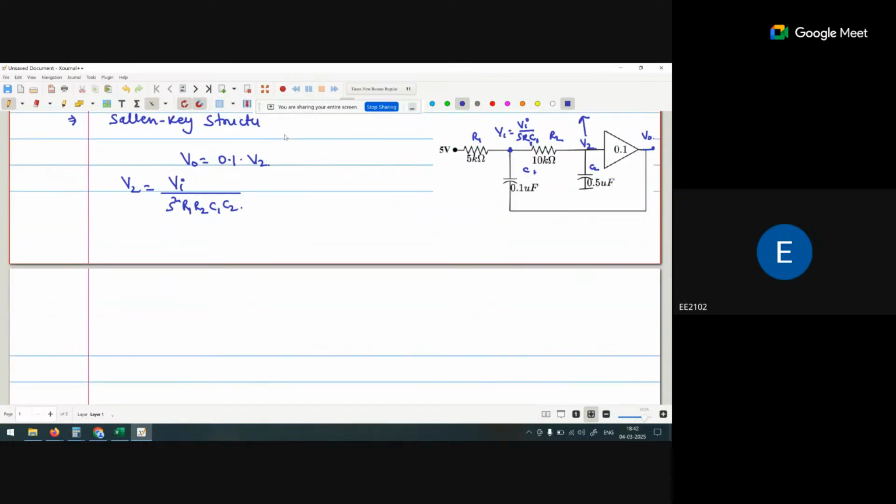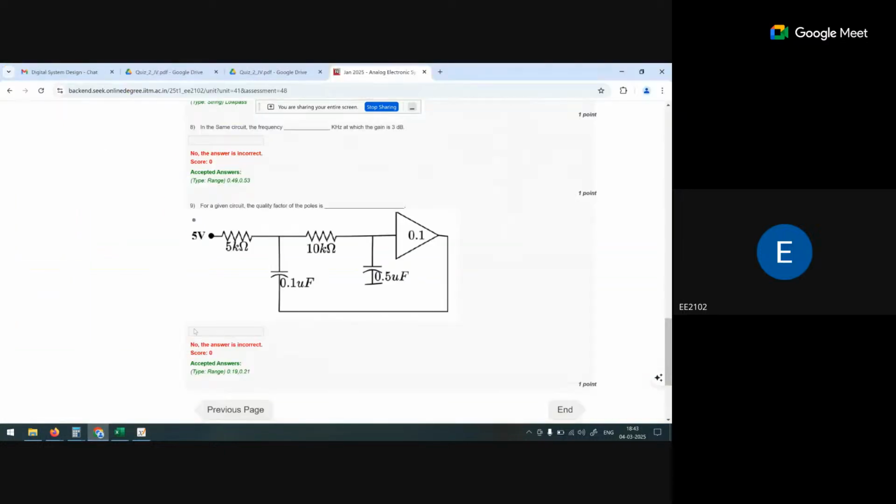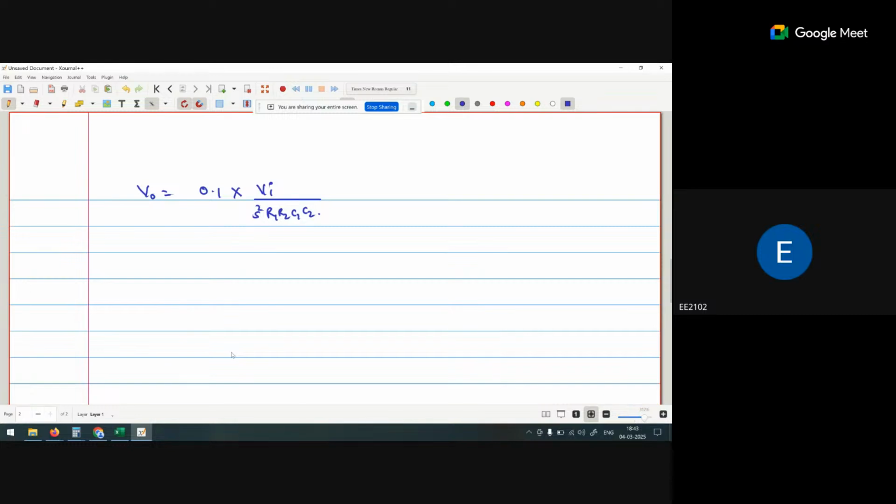What is V out? V out is 0.1 times Vi upon S square R1 R2 C1 C2. Now what do we have to calculate? Quality factor. First of all, we can find the transfer function. The transfer function is V naught upon Vi, that is 0.1 upon S square R1 R2 C1 C2.